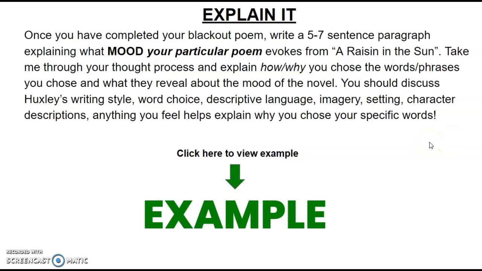So once you have completed your blackout poem, you're going to write a 5 to 7 sentence paragraph explaining what mood your particular poem evokes. Again, the novel is A Raisin in the Sun. You're going to take me through the thought process and explain how or why you chose the words and phrases you chose and what they reveal about the mood of the novel. You should discuss the writing style, word choice, descriptive language, imagery. Imagery is very, very important. Setting, character descriptions, anything that you feel helps you to explain the specific words that you have chosen.